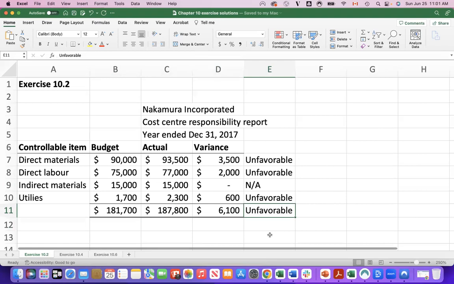This again lets us see how well or not so well we controlled costs, and starts to investigate if this is something that we need to look into or if it's just a natural occurrence that we were over budget by just a little bit.